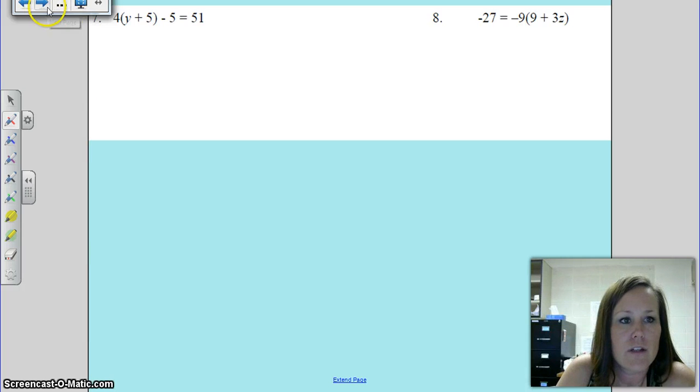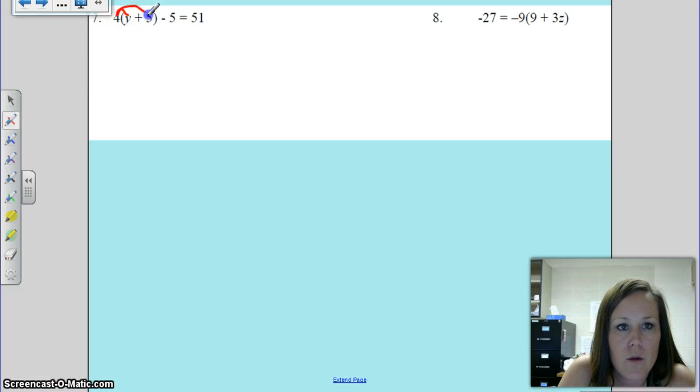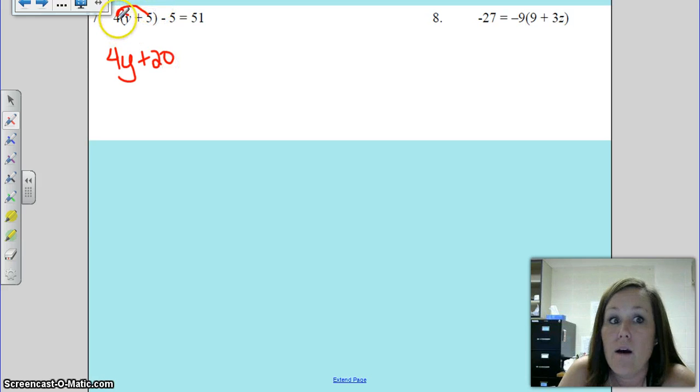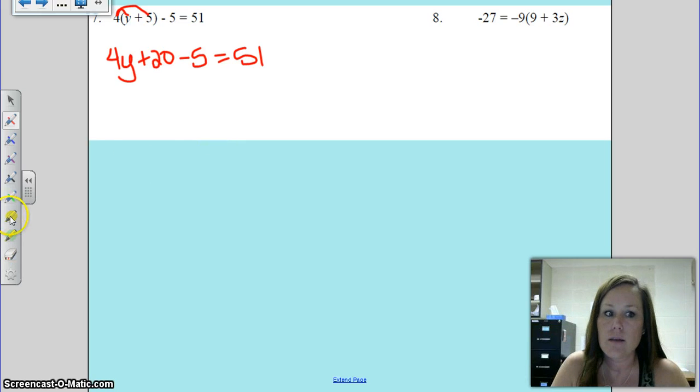So we're going to distribute. 4 times y is 4y. 4 times 5 is positive 20. I'm done distributing. The parentheses are gone, so this is gone. I don't need to do anything except bring this minus 5 down. Equals 51. Okay, now, same song and dance here.